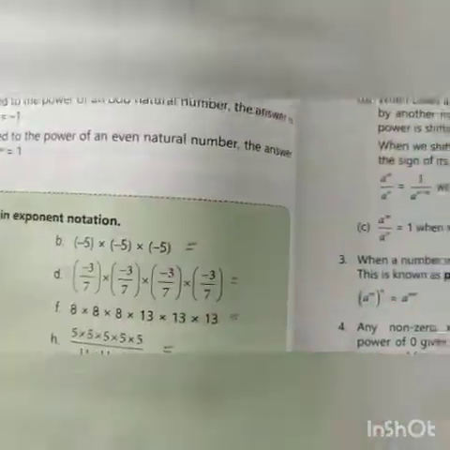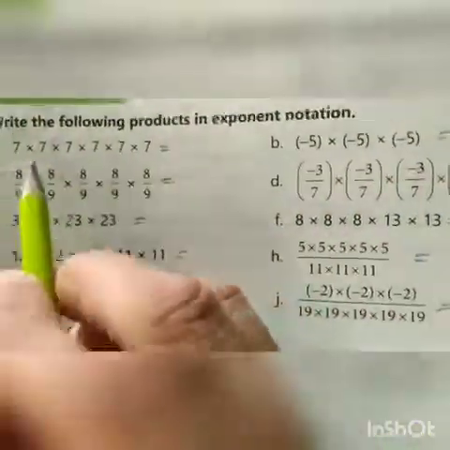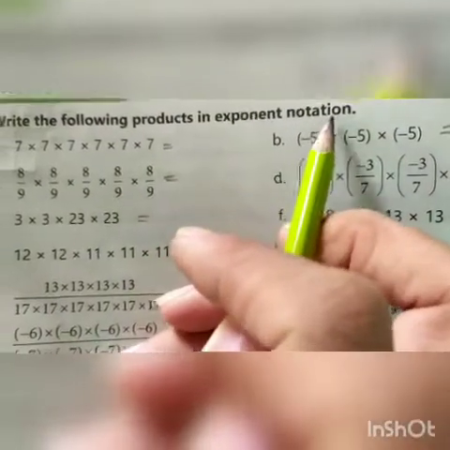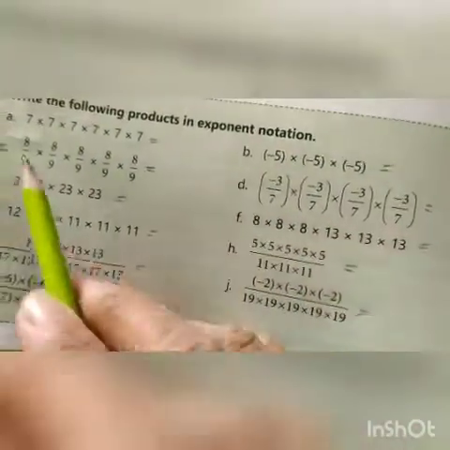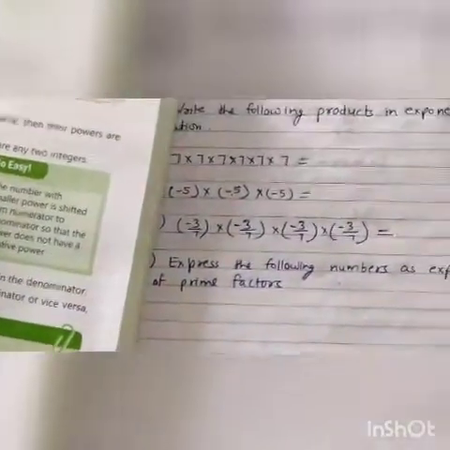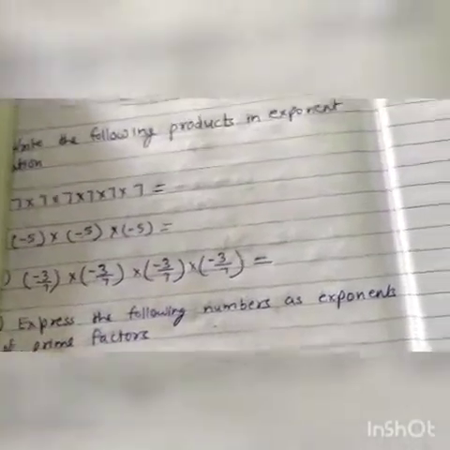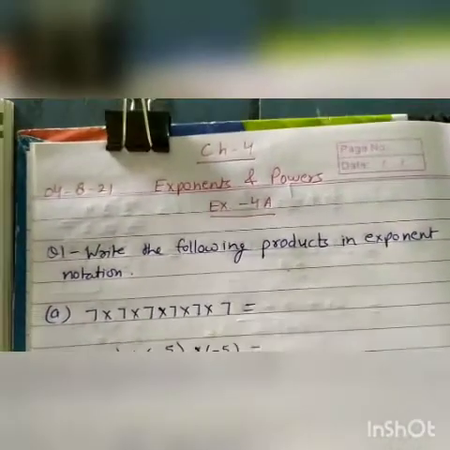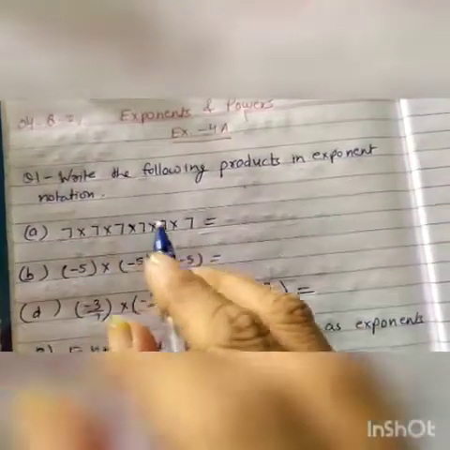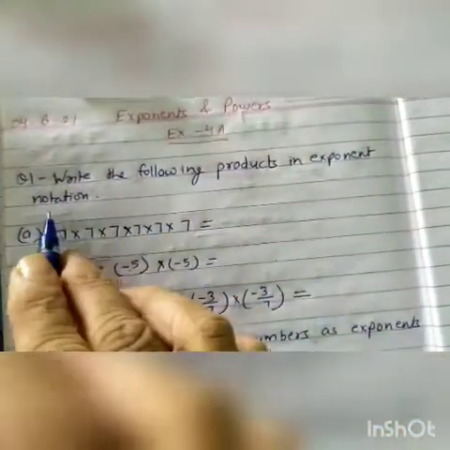Now come to its exercise. Exercise 4a. Write the following products in exponential notation. First you will write all these parts from A to K in your notebook in this form. I have written here. See? Clear?